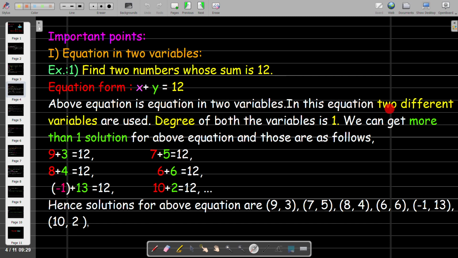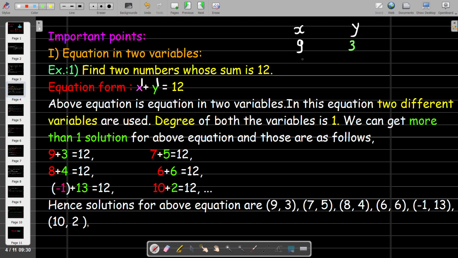In this equation, two different variables are used and the degree of both variables is 1. So there is more than one solution for the above equation, and those solutions are as follows. If you take the value of x = 9, then we will get the value of y = how much? We subtract 9 from 12, therefore 12 - 9 is nothing but 3.